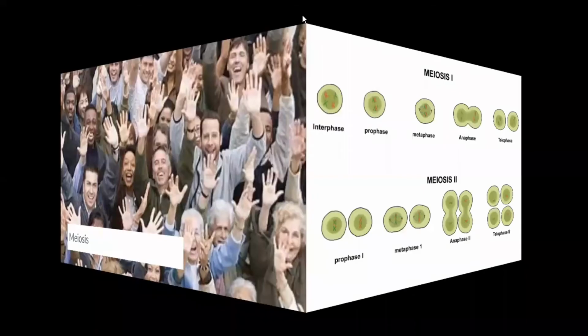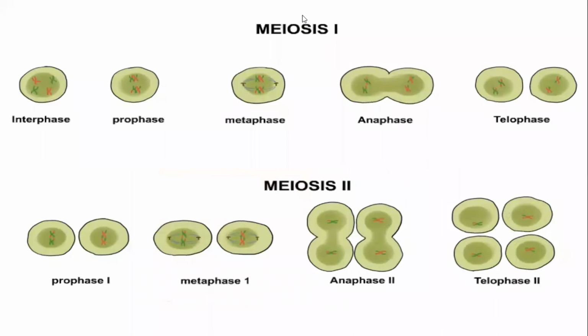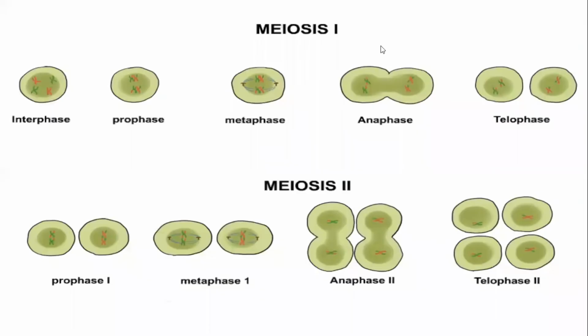Meiosis is a cellular division that gives us our gametes. So meiosis takes place in sexually reproducing organisms and gives us the diversity we see today. So how does meiosis work? In meiosis, the cell is going to be divided twice. We're going to have meiosis 1 and we're going to have meiosis 2.